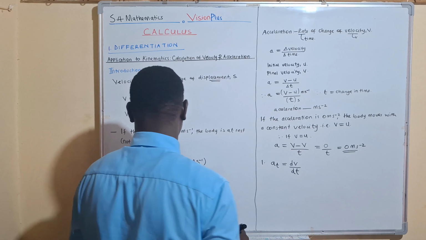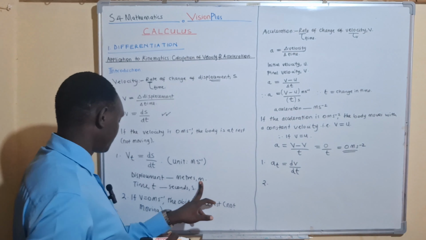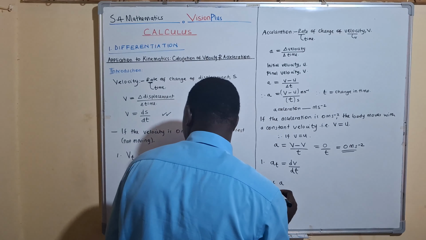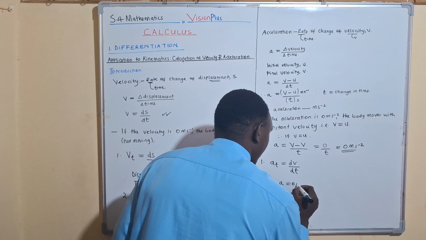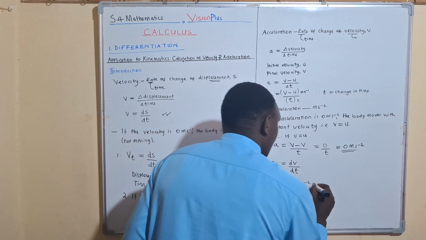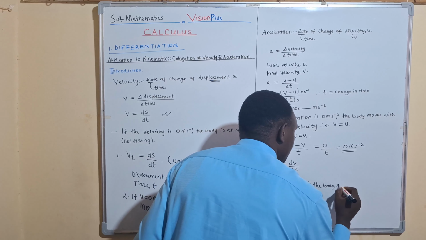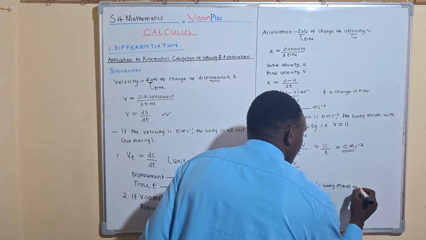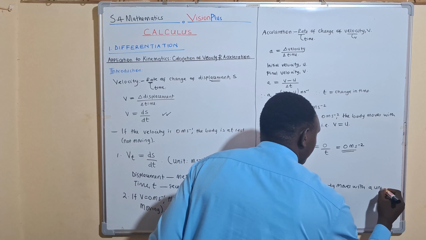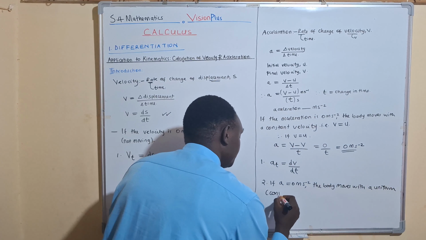What do you need to know again? You need to know that if the acceleration is 0 meters per second squared, the body moves with a constant or uniform velocity.